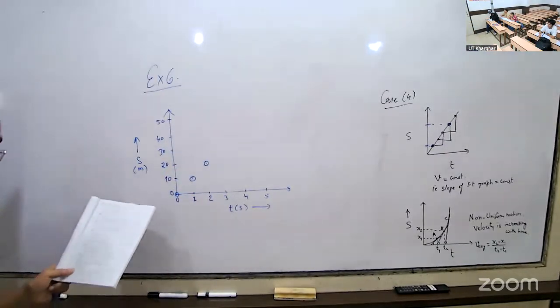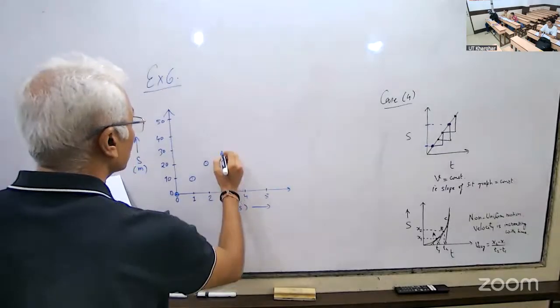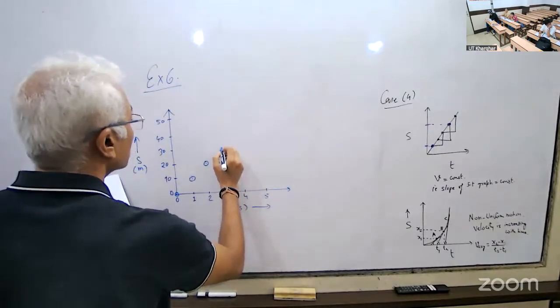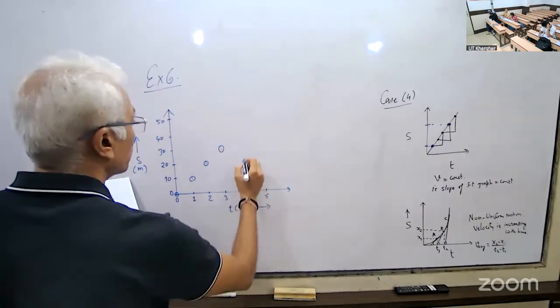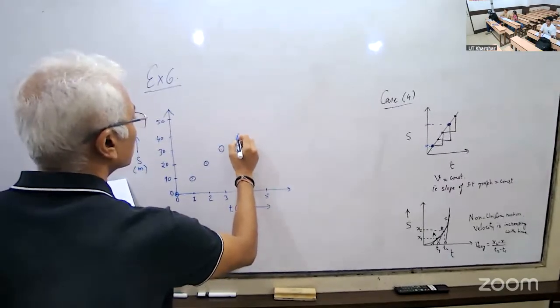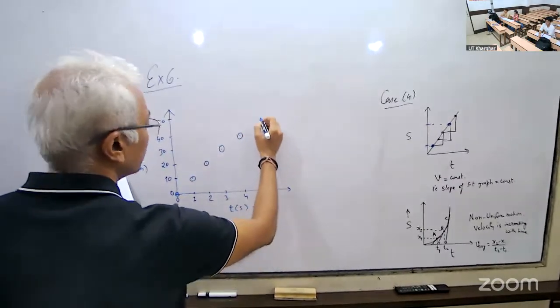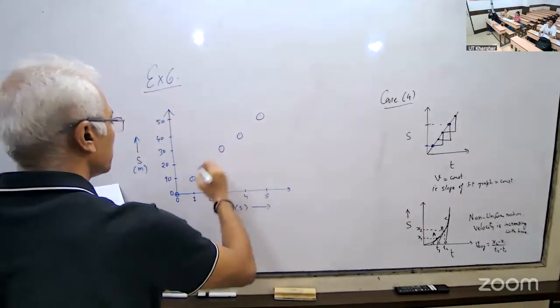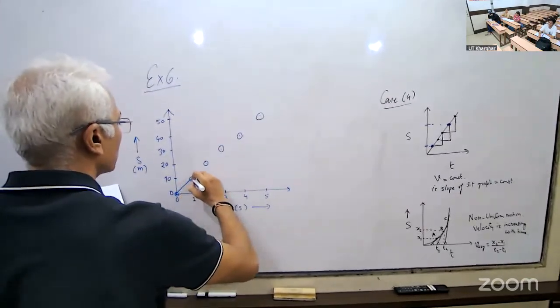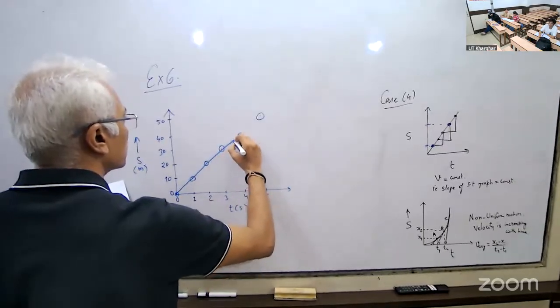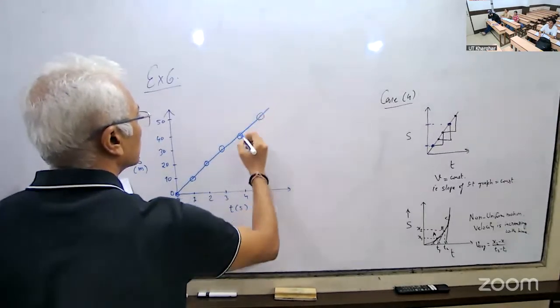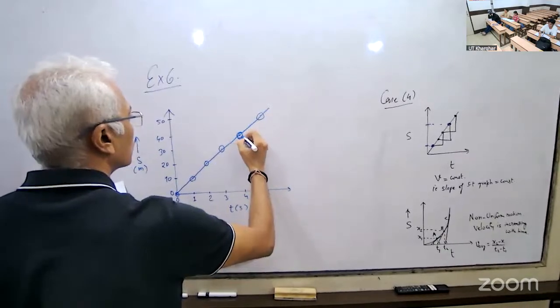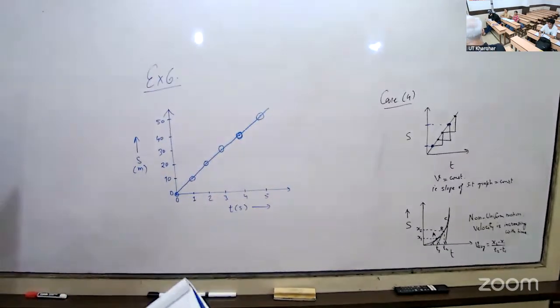Correct? Then you have 3 and 30. This is how you plot. 4 and 40. 5 and 50. Now when you join these, you will get a straight line. Okay, this is what it is.